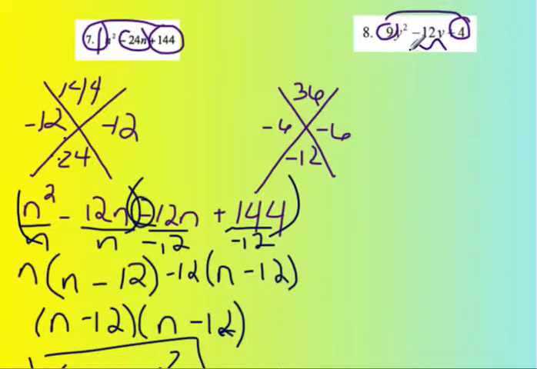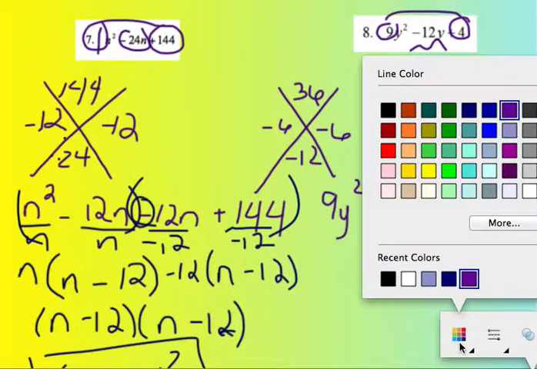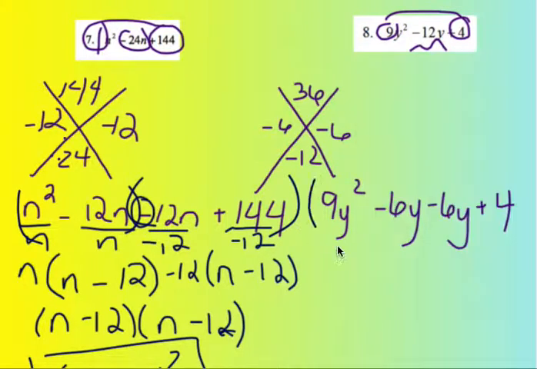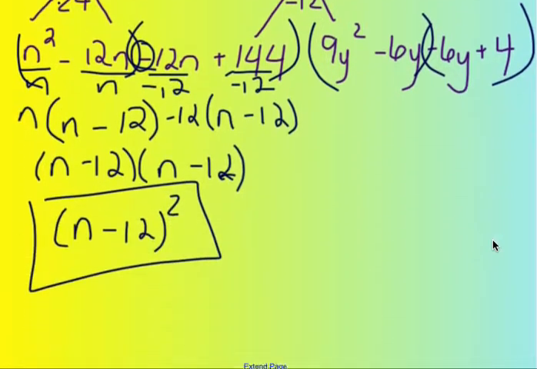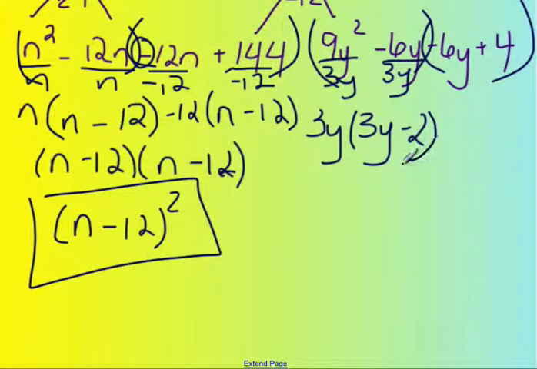So again, I'm going to use that to split up my 12y. So I have 9y squared, and instead of writing negative 12y, I'm going to write it as negative 6y and negative 6y. Notice that that will still add to negative 12y. And then I'm going to add 4. So now I'm ready to factor by grouping. I'm going to make my two groups. Between 9y squared and negative 6y, I can take out a 3y. So I'm going to divide each of these by 3y. 9y squared divided by 3y is 3y. Then negative 6y divided by 3y is negative 2.